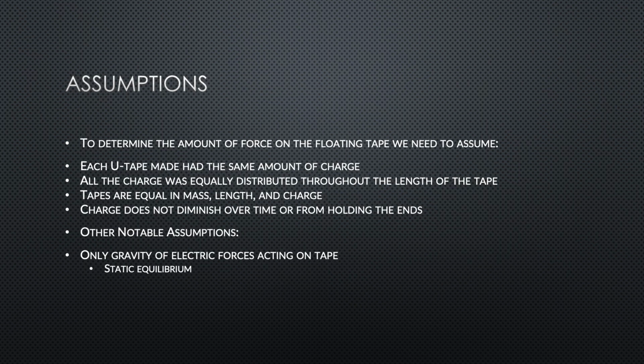As for the assumptions in this experiment, first, to determine the amount of force on the floating tape, we had to assume that each U-tape made had the same amount of charge. We had to assume that all the charge was equally distributed throughout the length of the tape in the second portion, and that all of the charge in the tape was concentrated in one point charge for the first portion of this experiment. Also, we had to assume the tapes were equal in mass, length, and charge, and we had to assume that the charge did not diminish over time or from holding it on either end. Another notable assumption was that only gravity and electric forces were acting on the tape, and that there were no friction forces or anything else to ensure that it was in static equilibrium.